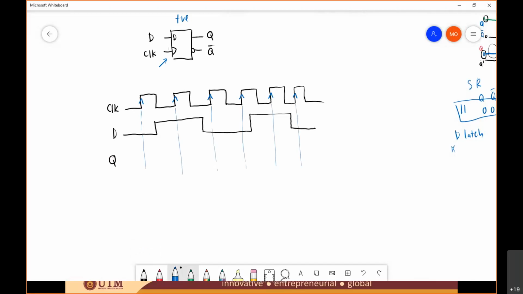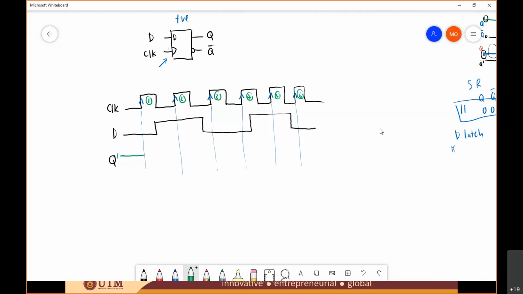Okay, let's say this Q here, the initial value of Q is 1 lah. So from here to the first rising edge, yang ni saya letak nombor 1, this is the first clock cycle, second clock, third, fourth, fifth and sixth clock cycles. For the first clock cycle, started from here until you reach the first rising edge, the output of Q has no change, which is follow the previous Q lah, which is 1.